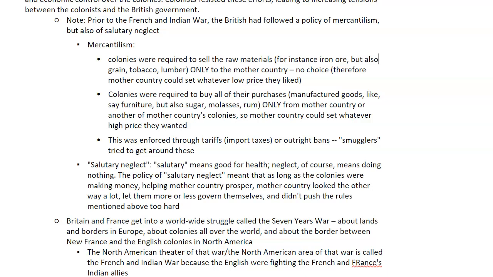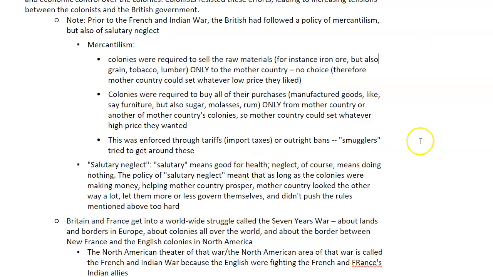Okay, so that's mercantilism. On the other hand, we have this thing called salutary neglect. Salutary is just a fancy word for something that is good for your health. Neglect, of course, means doing nothing. So the policy of salutary neglect meant that as long as the colonies were making money, helping mother country prosper, mother country looked the other way a lot, let them more or less govern themselves, and didn't push the rules of mercantilism too hard. So as long as the business is making money, Britain wasn't going to cook the pot too hot.